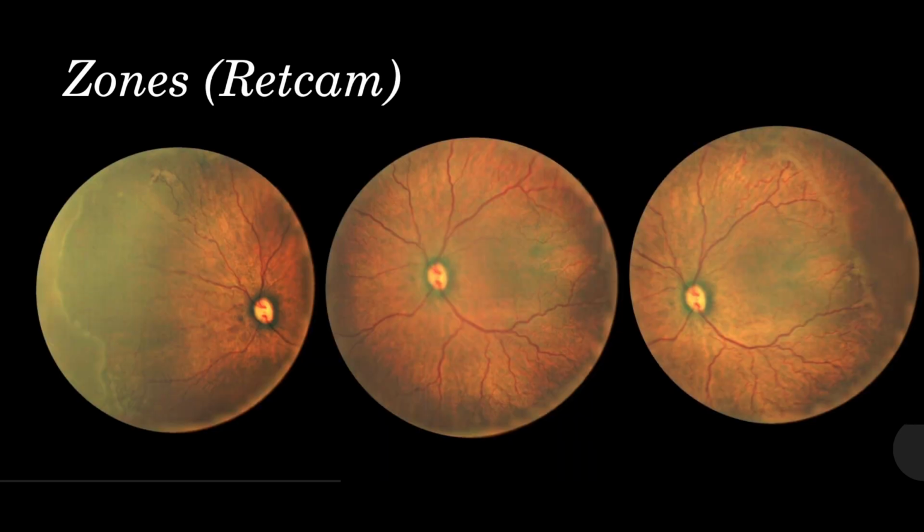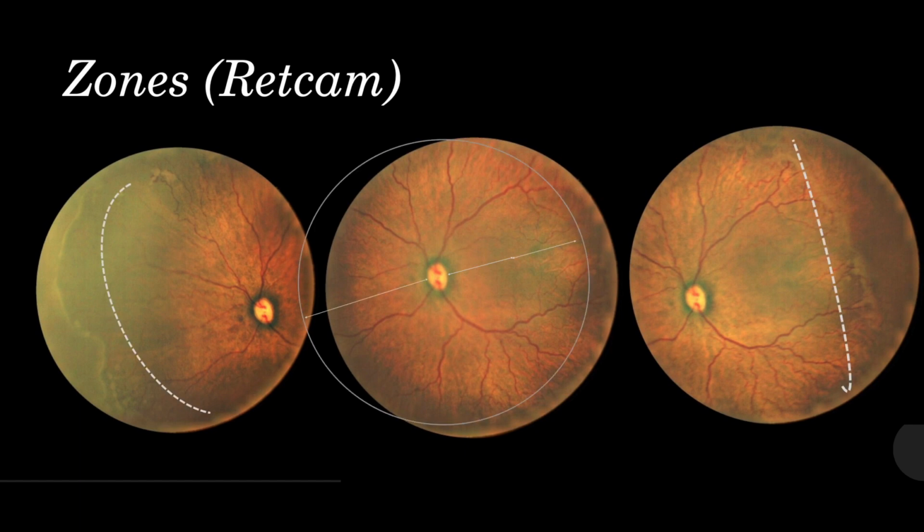Looking at the RETCAM images, we draw a circle with its radius being double the distance between the disc and the fovea. Superior, inferior, nasal, temporal, this is the end of zone 1. Anything outside this is zone 2. We don't image zone 3 by RETCAM.